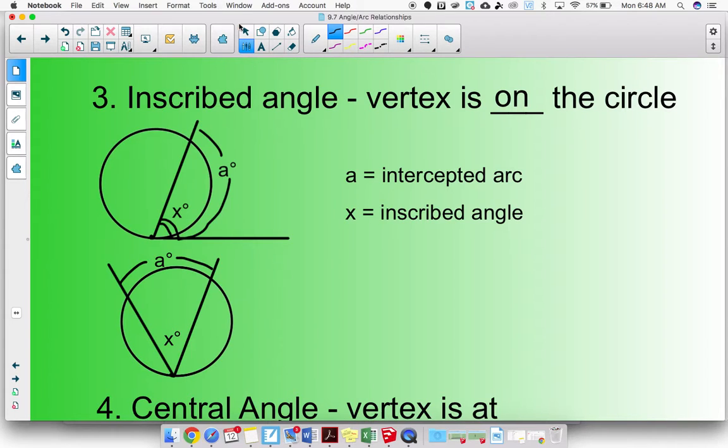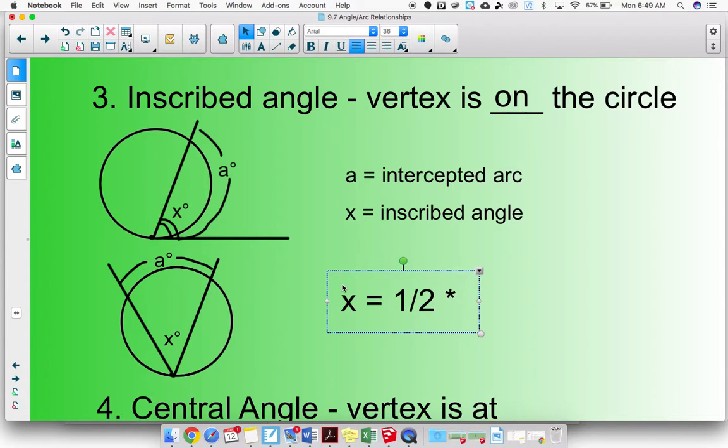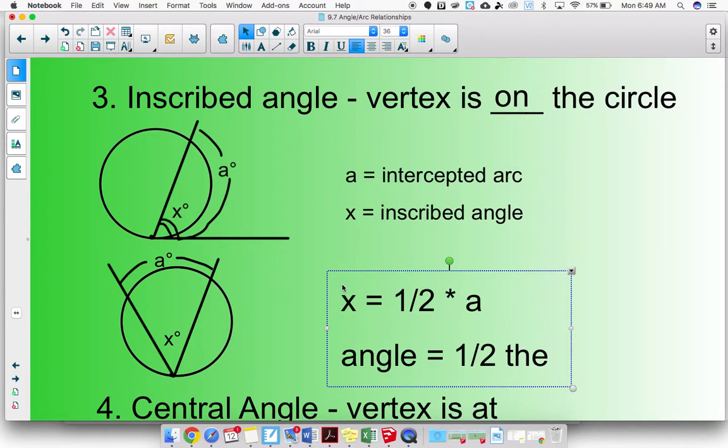Okay, and this formula is going to be the same for both of these situations. I just tried to show you what variations you might see of this setup. Okay, so X, that angle is going to be half the intercepted arc. So half of A. So if you like that in words better, we'll say the angle equals half the arc.